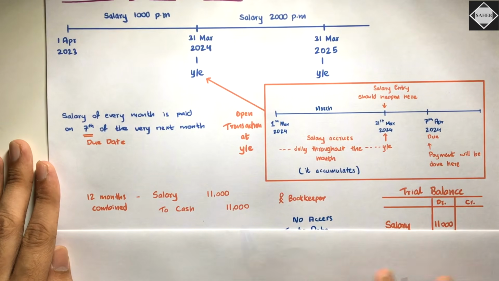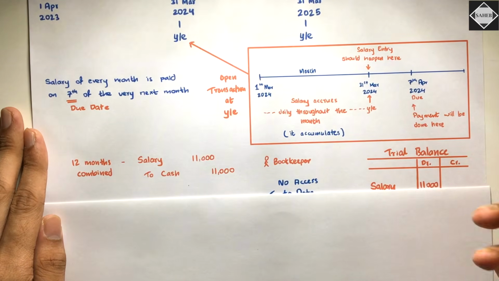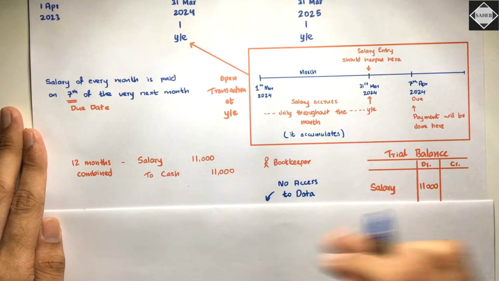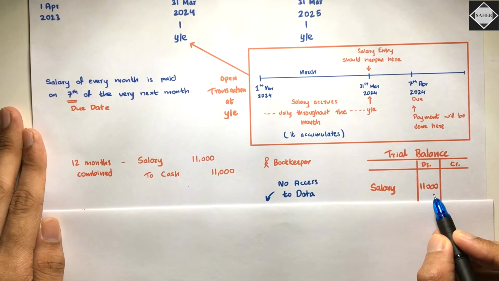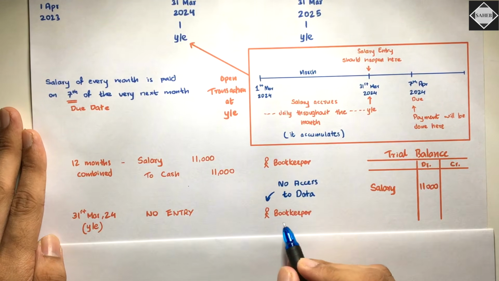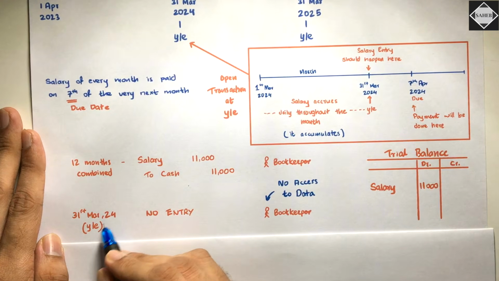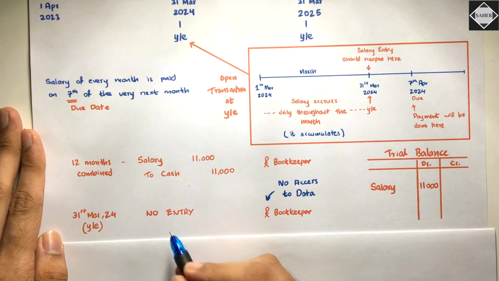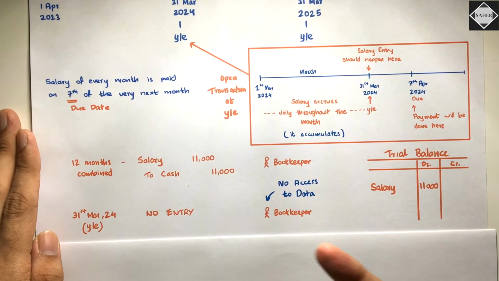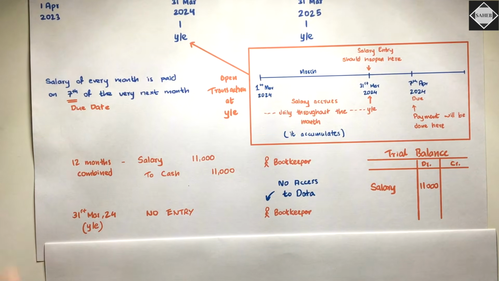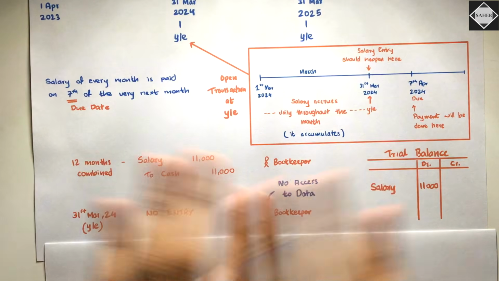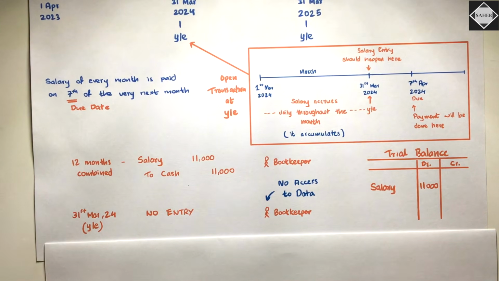Is that clear? So in this unadjusted trial balance, only this 11,000 will appear. Salary 11,000. The bookkeeper has not recorded the adjusting entry on 31st March 2024. Why? Because the bookkeeper has limited knowledge, and so the senior accountant or management advises the bookkeeper to focus on routine transactions. Don't pass adjusting, accrual and prepayment entries. Leave that for the senior accountant, who will handle it at the end of the accounting period.